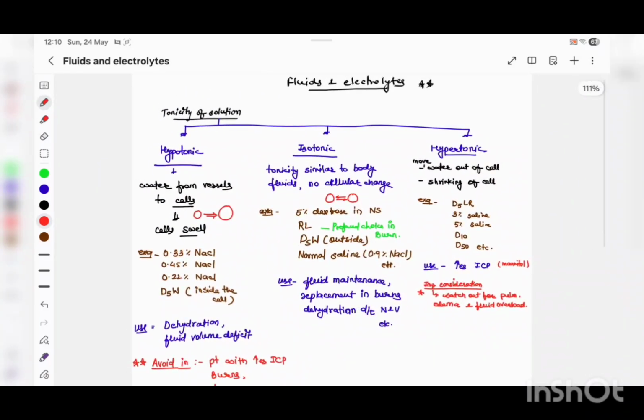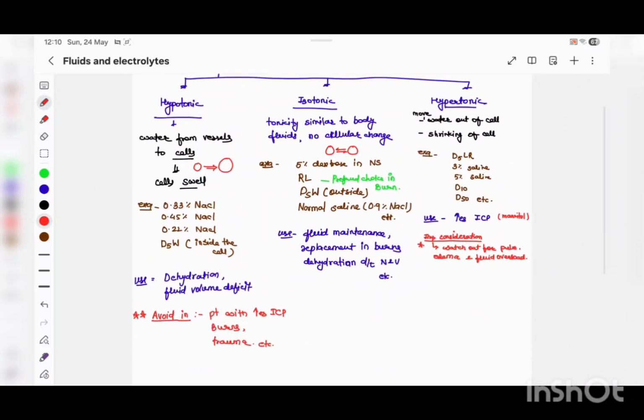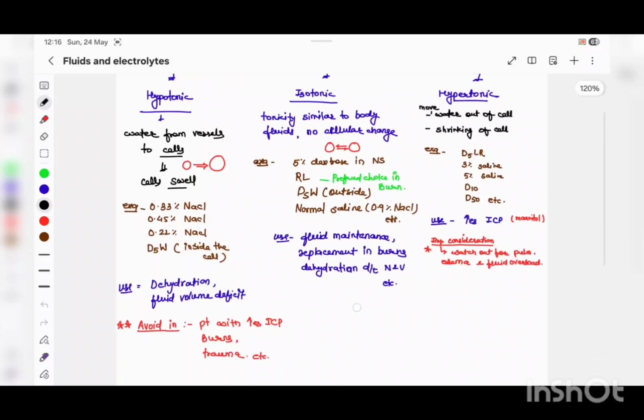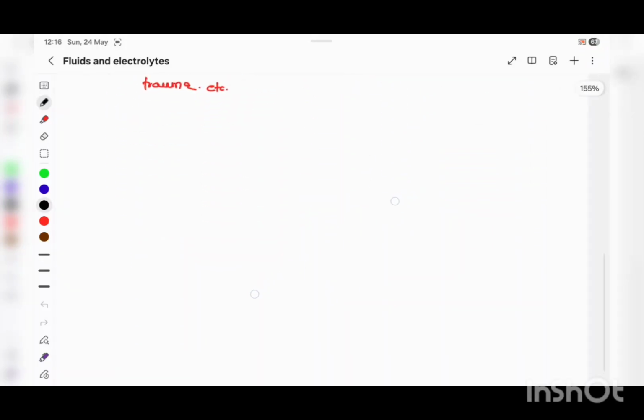So this is all about fluids and electrolytes, the tonicity of solutions. This is very important. You can take a screenshot of this, or you can write it down. Many times questions come from this. So that's all about tonicity. Next we'll start fluid imbalance.